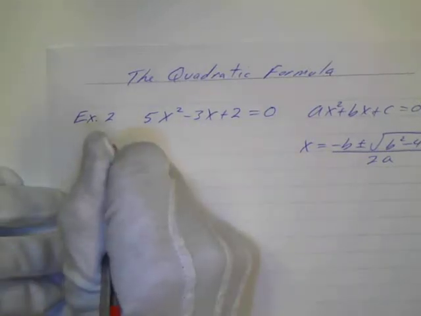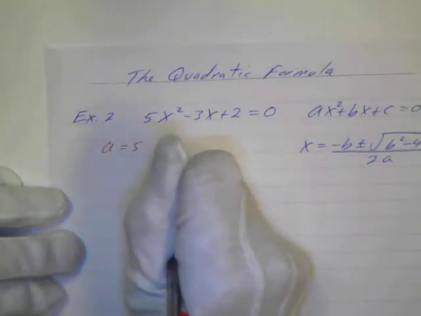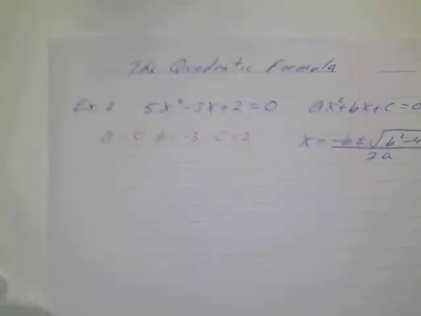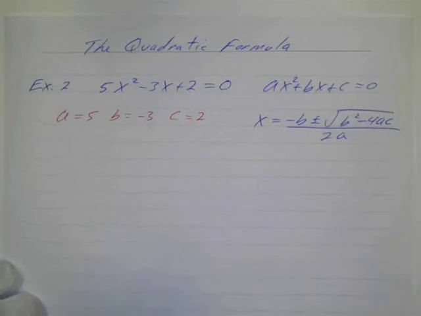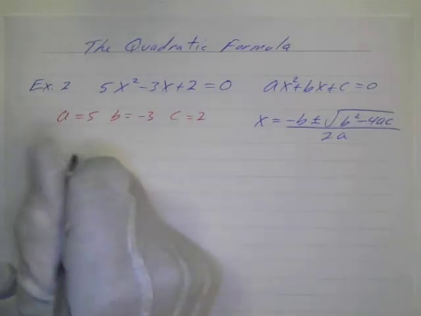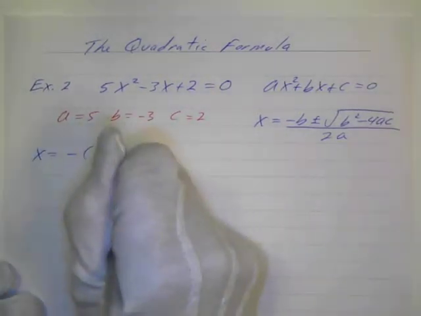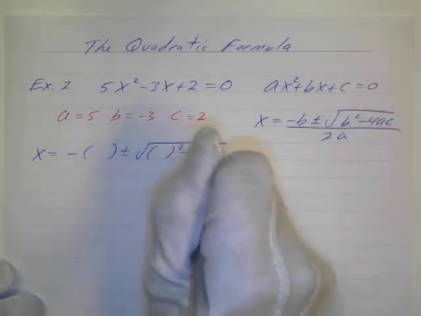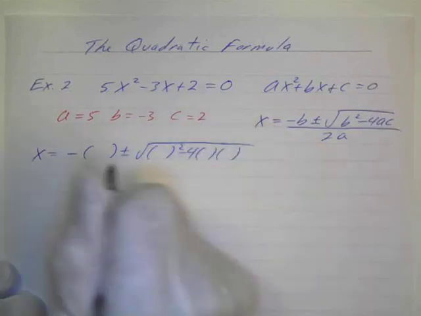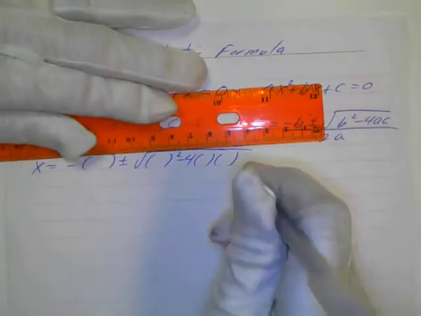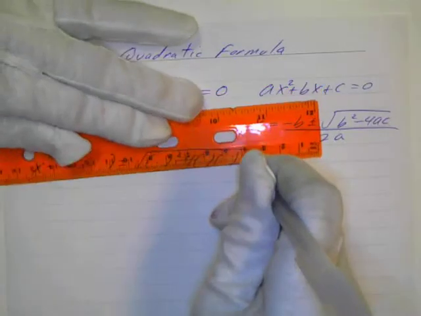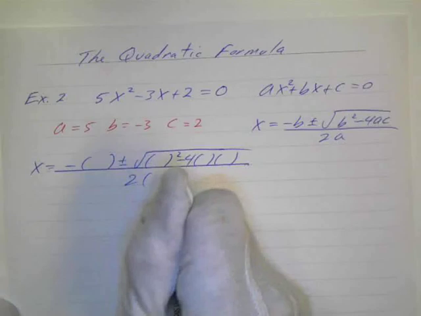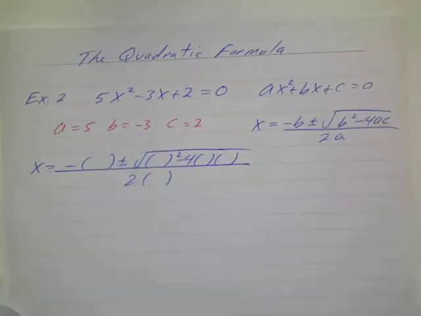So I will say a equals 5, b equals negative 3, and c equals 2. And then again, I'll draw the shell of my formula. X equals minus something plus or minus the square root of something squared minus 4 times a times c. Those are the somethings there. All over 2 times a. And then I'll fill those in.